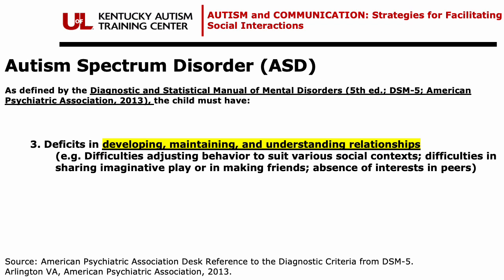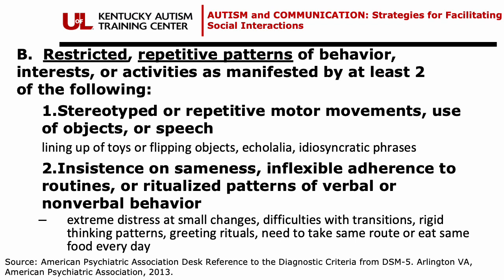Other parts of the DSM-5 diagnostic criteria include restricted and repetitive patterns of behavior, manifested by at least two of the following. These may impact daily routines and especially social language. You may observe stereotyped or repetitive motor movements, which can be seen with the lining up of objects. This is especially seen in speech, with echolalia being observed.